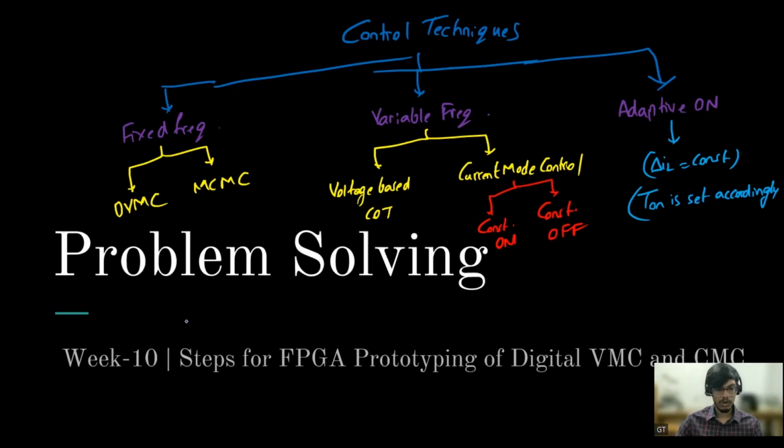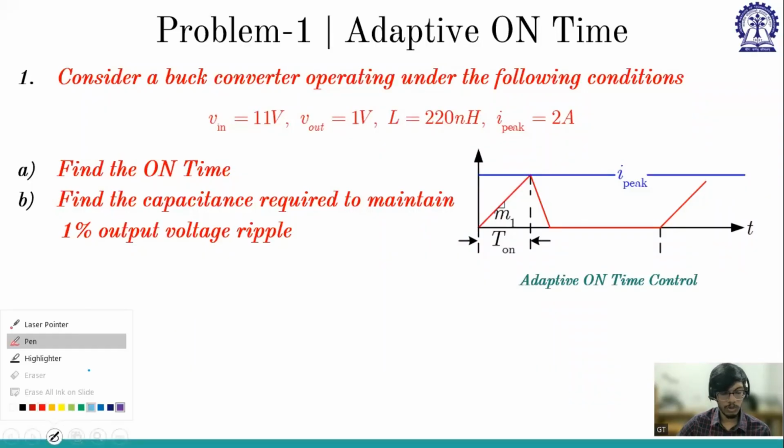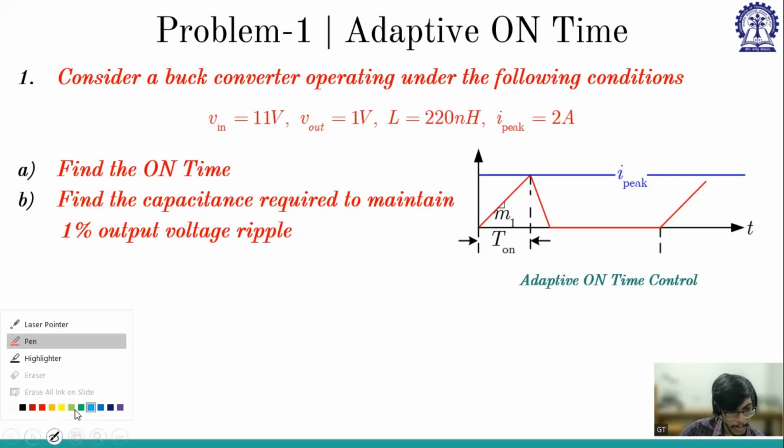So now let us solve a few problems. I have considered two problems. The first one is the adaptive on time, as this is again a very crucial and very important topic. So I have considered a buck converter with input 11 volts, output 1 volt, L to be 229 Henry, and I peak is 2 amperes. So now how will I find the on time?